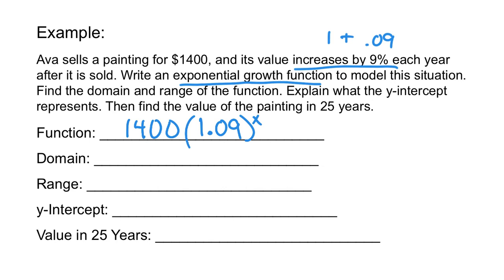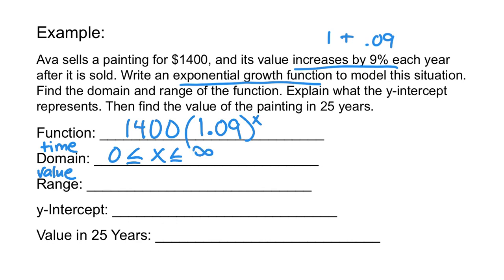So when you're thinking about domain and range for these functions, you've got to know what the function represents. In every exponential growth or decay function, the domain is always going to represent time. The range is going to represent whatever the function is about. So for this function, it's the value of the painting. When you think about time, time can never be negative. You can't go back in time. So time starts at 0 and goes on forever.